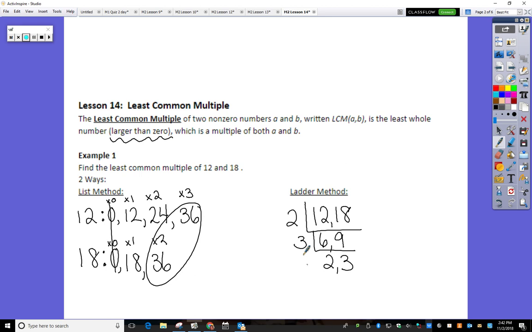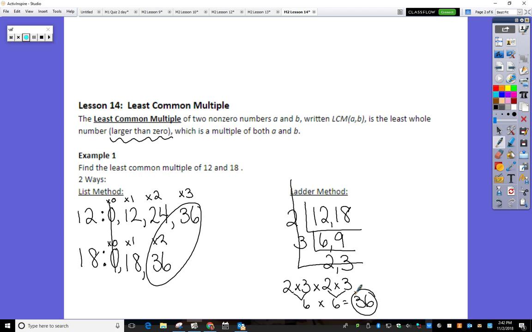Now, with GCF, we only looked at the numbers down the side. With LCM, we're going to look at the numbers down the side and across the bottom. Notice it makes the letter L for LCM. We are going to multiply all of the numbers across this line. So 2 times 3 times 2 times 3. I like to break it up. So I know 2 times 3 is 6, 2 times 3 is 6, and 6 times 6 is 36.